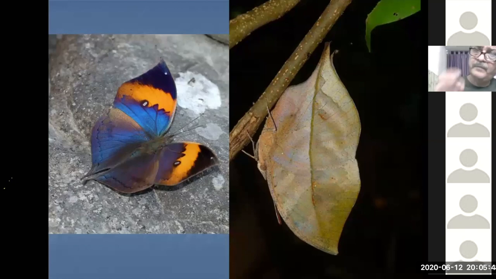So this butterfly, if it is chased by a bird, it flies off. It flies, showing the blue, orange, blue, orange, blue, orange. And then again, it closes the wings and becomes a dry leaf among the dry leaves. And the bird is still looking for a blue color butterfly. You can't see the blue because it closed the wings. It has disappeared. Here I am not. Simple. But it works.